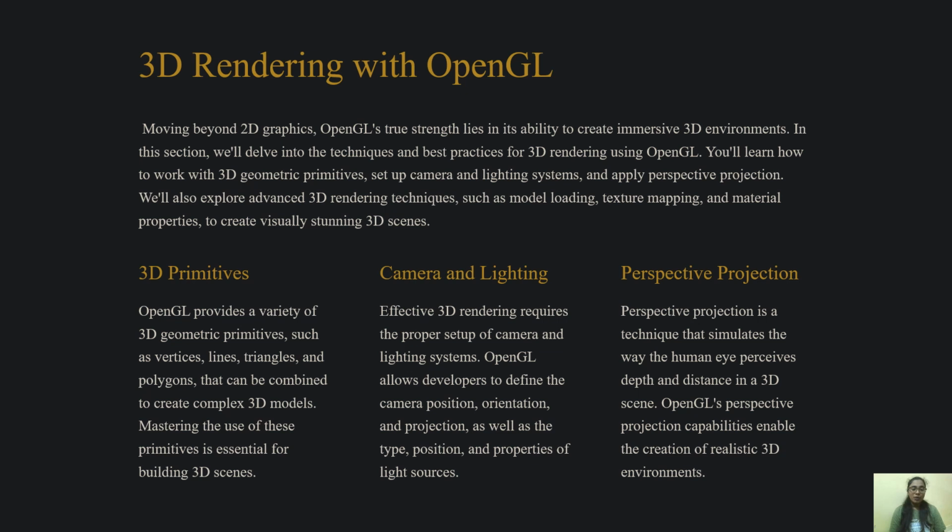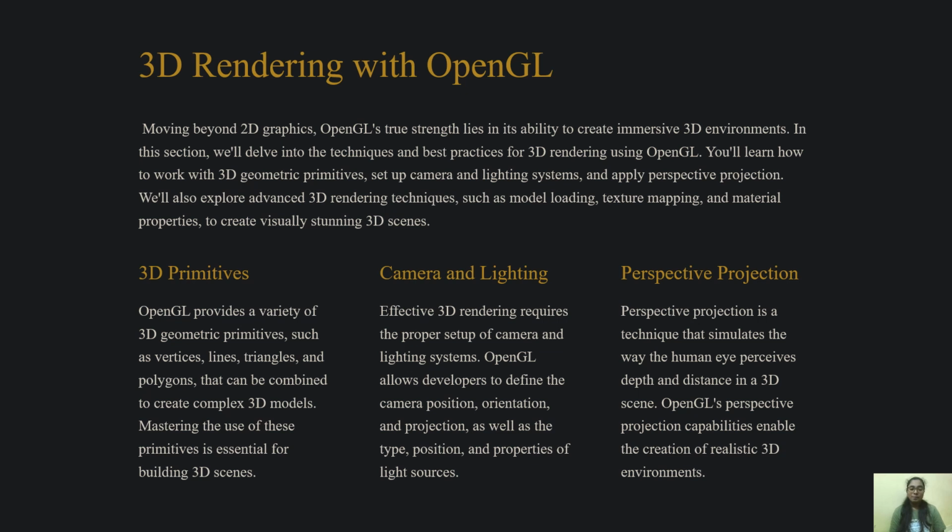OpenGL provides a variety of 3D geometric primitives such as vertices, lines, triangles, and polygons that can be combined to create complex 3D models. Mastering the use of these primitives is essential for building 3D scenes.